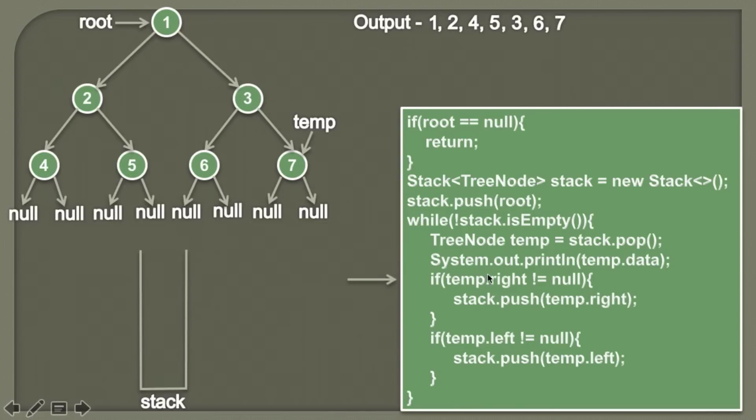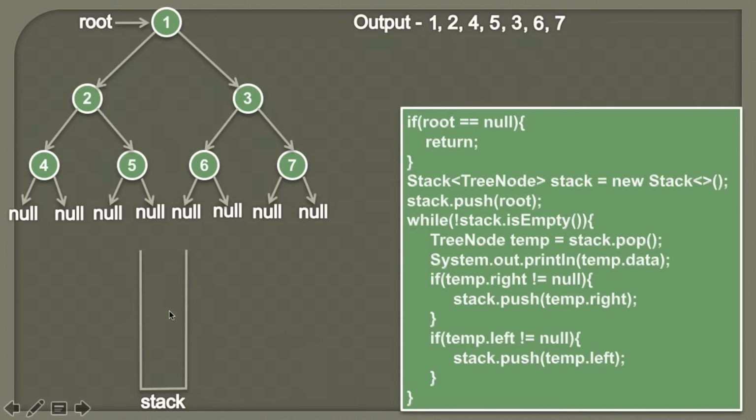And then we'll check whether temp right is equal to null or not. Currently temp right is equal to null. Therefore the condition in the if block comes out to be false. And then we'll again check whether temp left is equal to null or not. Temp left is also equal to null, so the condition in the if block comes out to be false. And finally we'll check whether the stack is empty or not. Currently you see, as we have processed all the nodes of the binary tree, the stack is empty. Therefore the condition in the while block comes out to be false.